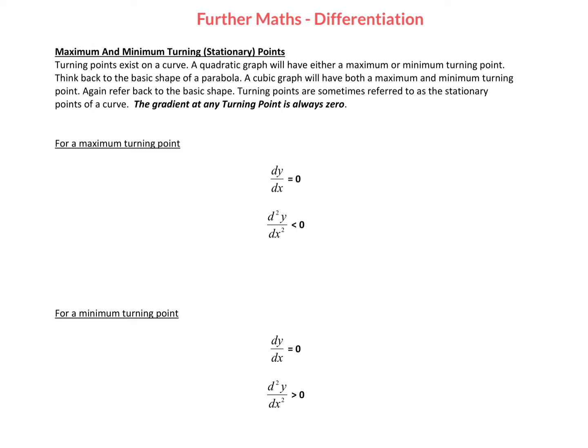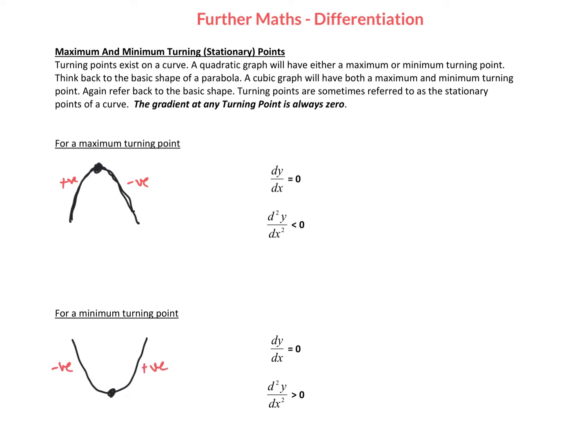Now we will use that to help us find what are called stationary points. Stationary points are points on a curve where the gradient goes from either positive to negative or vice versa. One we call a maximum turning point is where the gradient is positive, and then after the point it becomes negative. A minimum turning point is one where the gradient is negative and then turns to become positive.